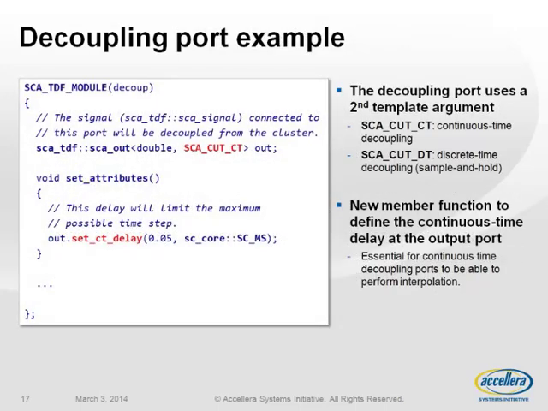These new decoupling ports are basically a specialization of the already existing output port. They are just distinguished from the normal output port by an additional template port argument, which is SCA cut. And then you have this choice between no cut, CT, and DT to select the kind of decoupling you would like to achieve. And according to the decoupling policy, you will have additional member functions to specify the kind of delay you have.